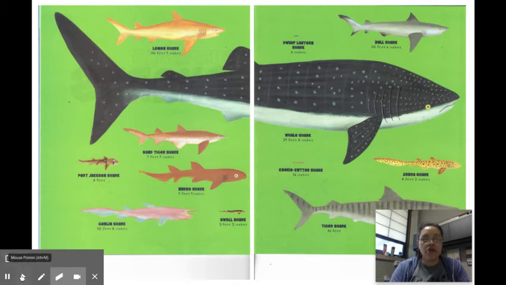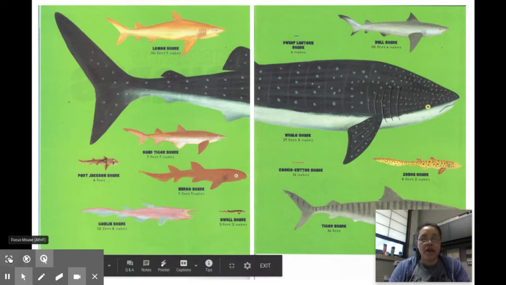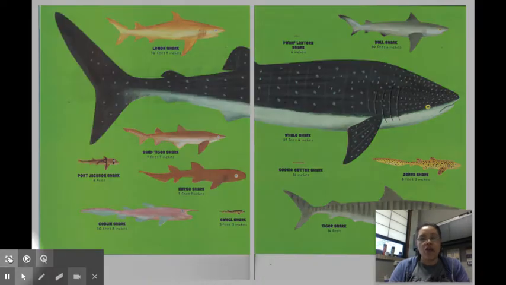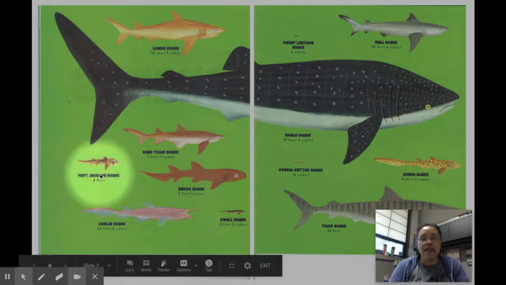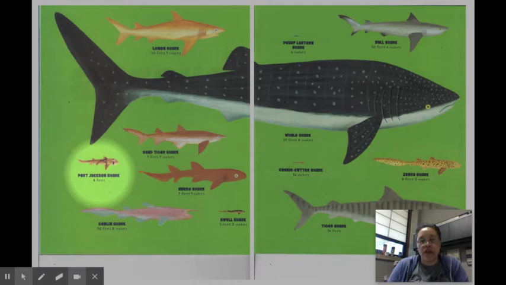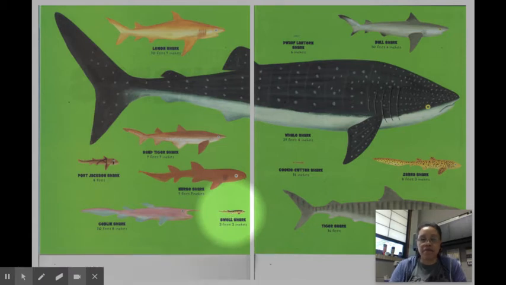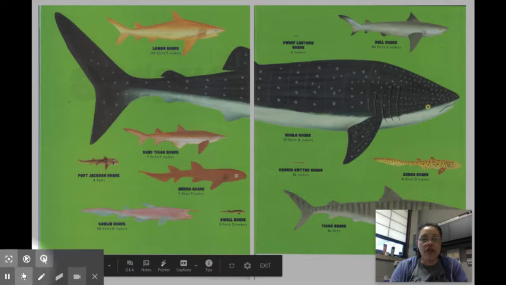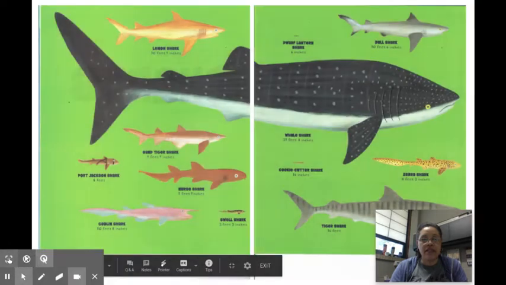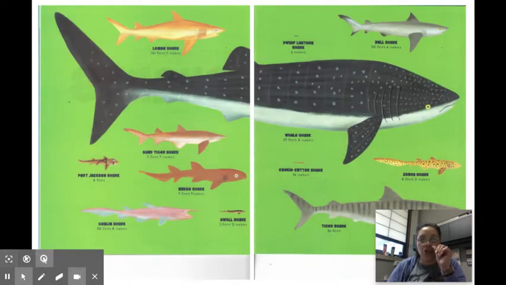There's also an illumination tool. When I click on that arrow, it brings back up the tools. There's an illumination tool, and this is what it looks like. It's called a focus mouse. So I can activate that, and I can make the Port Jackson shark be the point of emphasis as I'm reading. Or if I need to draw attention to the swell shark, I can make that the point of emphasis as I'm reading. Come back over here, and I can deactivate the illumination tool.